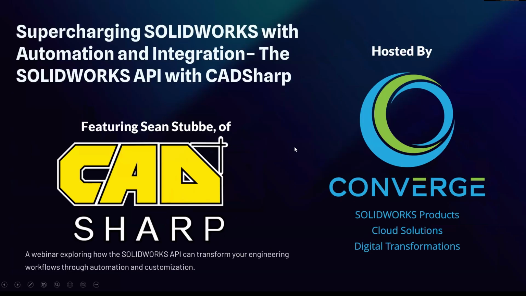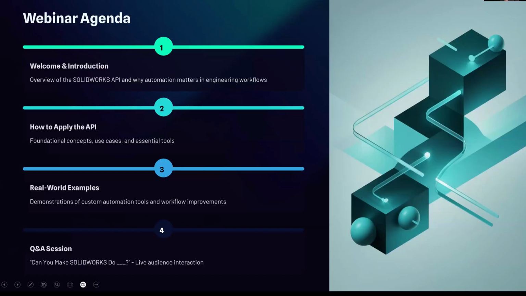Supercharging SOLIDWORKS with automation and integration using the SOLIDWORKS API. And this is going to be co-presented by CADSharp. And like I mentioned, Sean Stubbe from CADSharp is on right now to jump into some examples. But first, I want to set this up and explain what the SOLIDWORKS API is, how you might use it, and set the stage for Sean to talk about some actual use cases. So this webinar is going to be exploring how the SOLIDWORKS API can transform your engineering workflows through automation and customization.